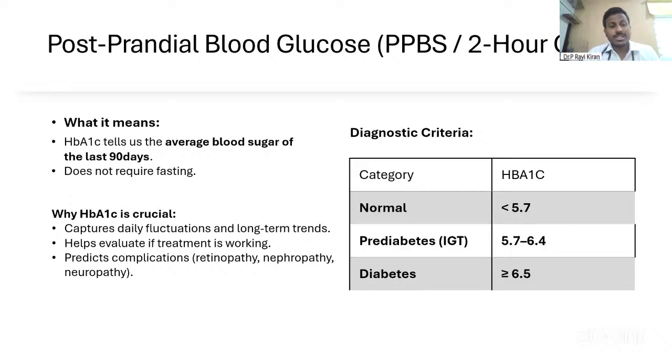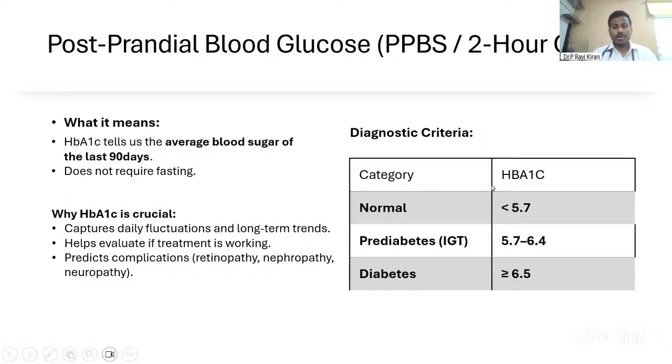Why is HbA1c crucial? It captures the fluctuations and long-term trends, helps evaluate if treatment is working, and at the same time predicts complications like retinopathy, nephropathy, and neuropathy. When HbA1c is persistently more than 7, the patient has a high risk of developing complications.